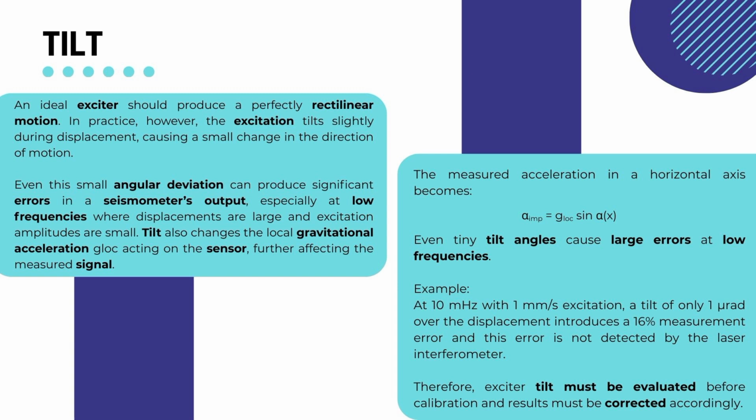The measured acceleration in a horizontal axis becomes, as you can see on the screen, so even tiny tilt angles cause large errors at low frequencies. For example, at 10 microhertz with 1 mm per second excitation, a tilt of only 1 microrad over the displacement introduces a 16% measurement error, and this error is not detected by the laser interferometer. Therefore, exciter tilt must be evaluated before calibration and results must be corrected accordingly.